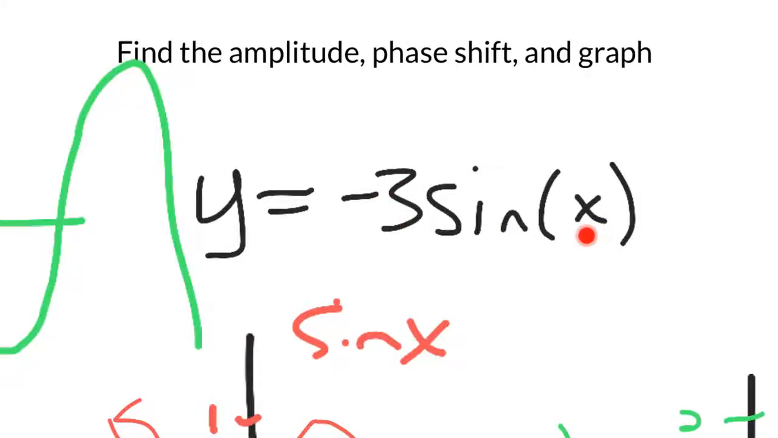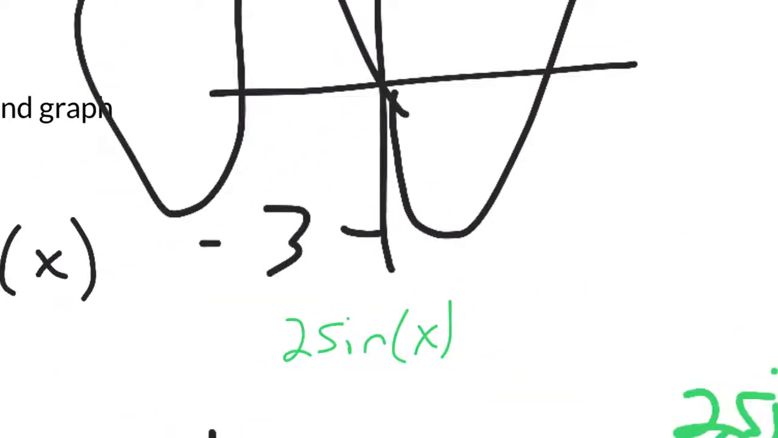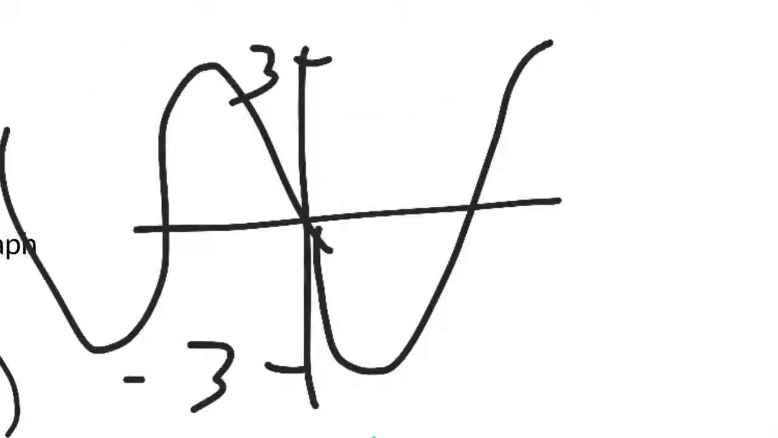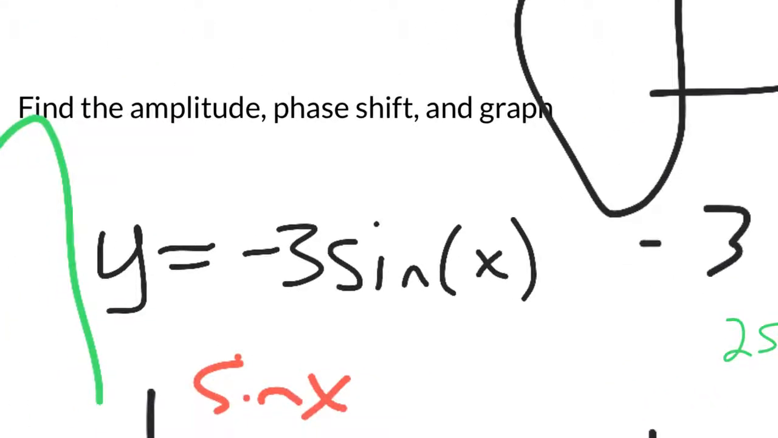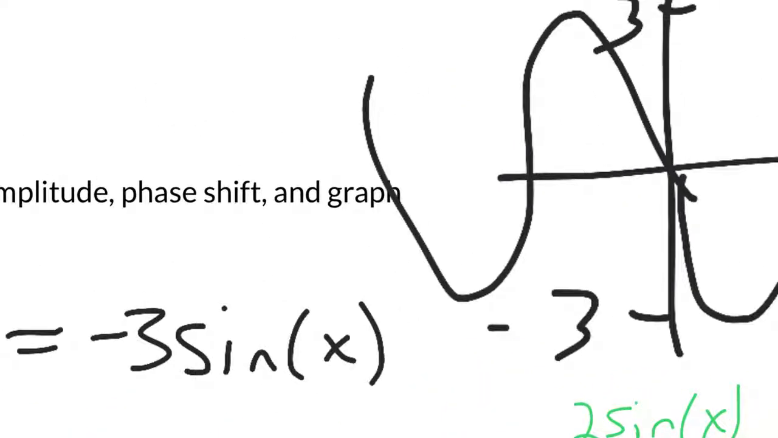Amplitude of 3, phase shift of 0, now we can sketch a graph. This is roughly our graph, and remember, instead of going up and then down, like sine of x does, this graph goes down and then up because all the values are being multiplied by a negative number. So this is a rough sketch of y equals -3 sine x.